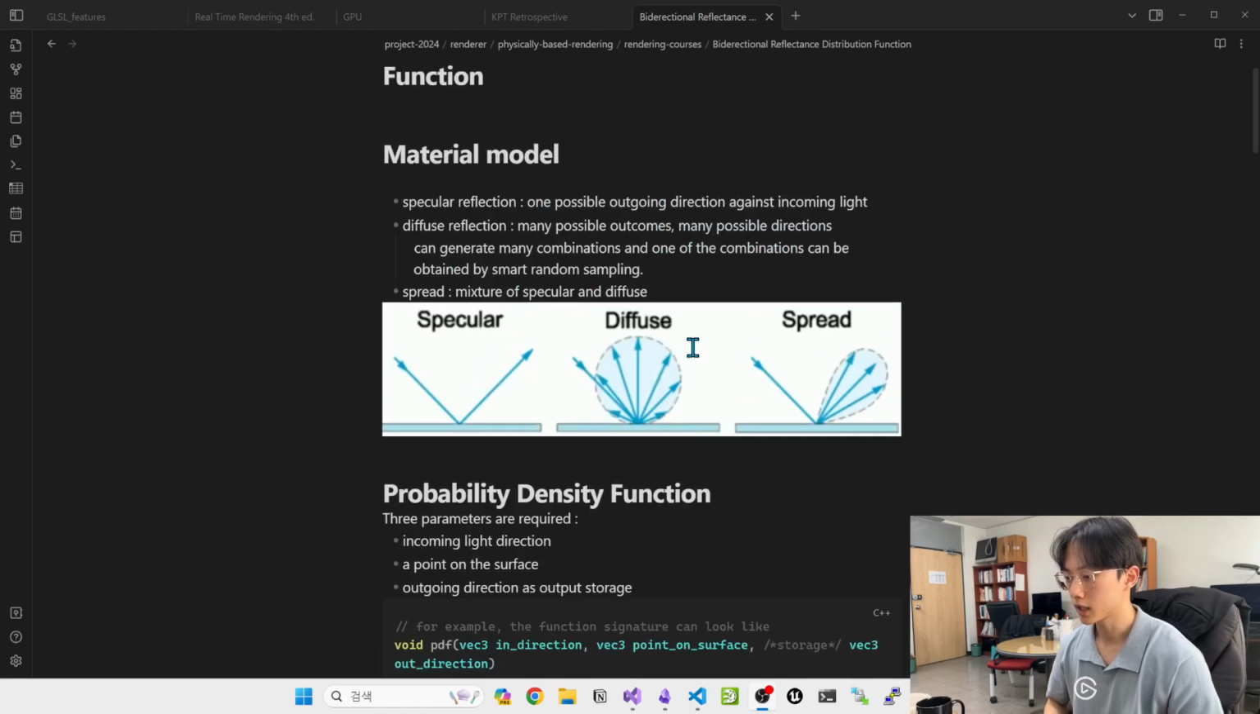Specular reflection only has one possible outgoing direction against the incoming light, and the diffuse reflection, on the other hand, can have many possible outgoing directions. So it can generate many combinations, and one of the combinations can be obtained by smart random sampling on the implementation side.